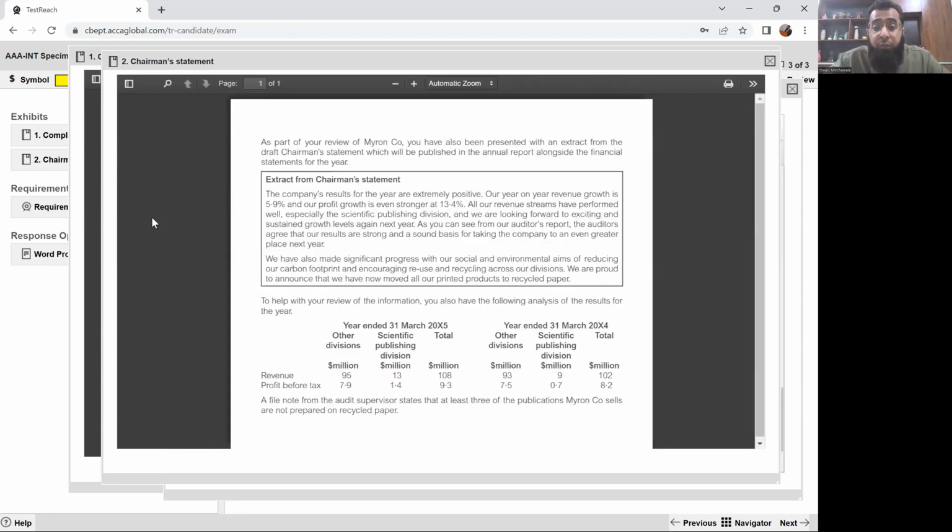Now, if you look further: as you can see from our auditor's report, the auditor agreed that our results are strong and the sound basis for taking the company to even greater places next year. This is also a false claim.